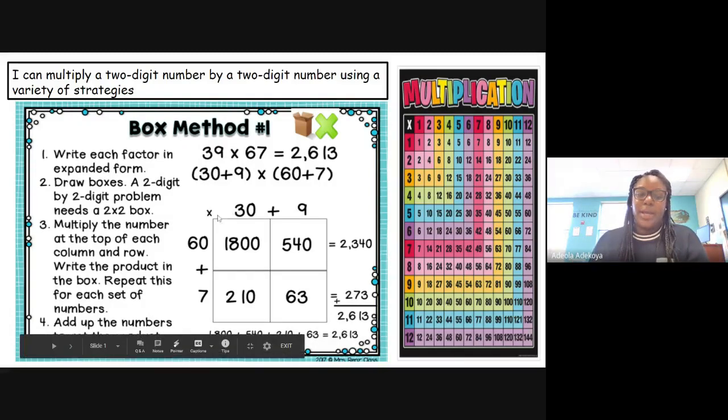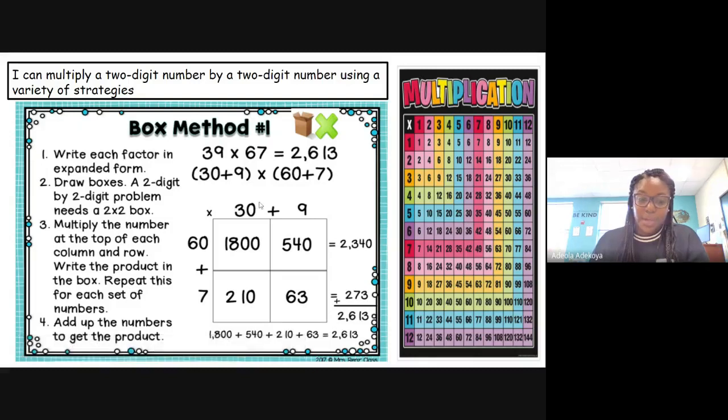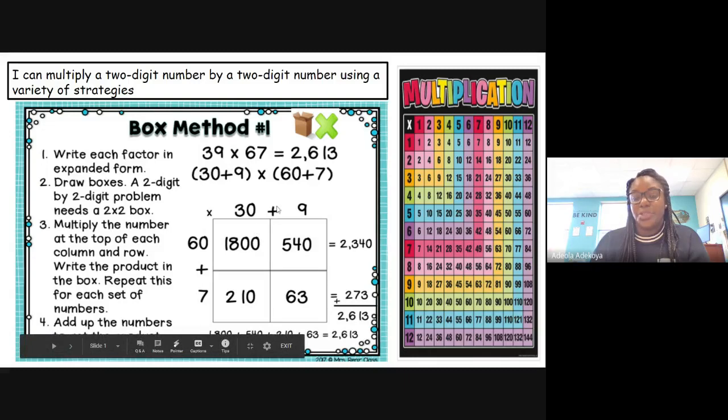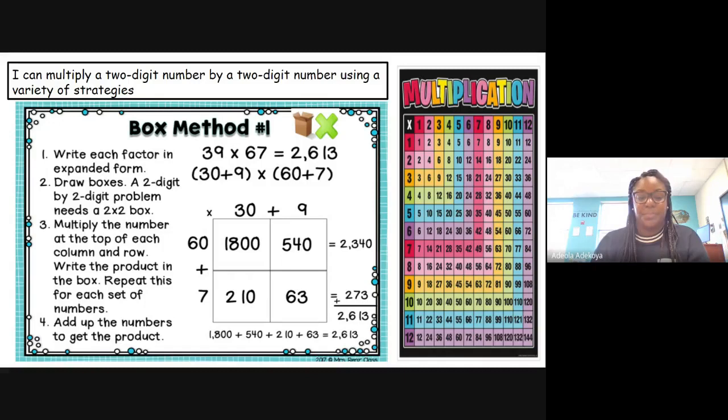After drawing my boxes, a two-digit problem needs two boxes. Then I want to go ahead and write the numbers. I'll also add my addition sign in there so that I don't forget to add the numbers. And then I'm going to multiply the number at the top of each column by the row number.